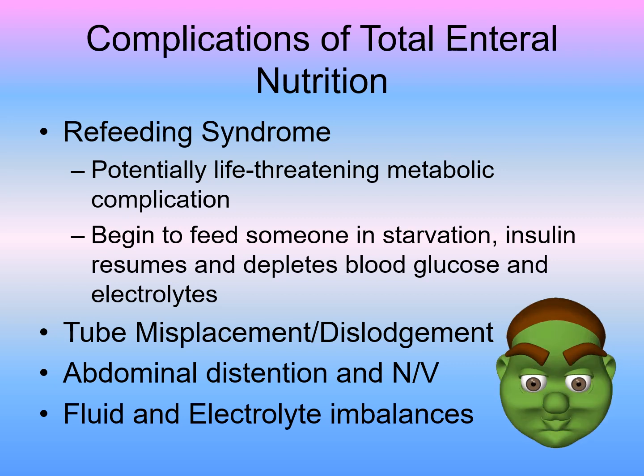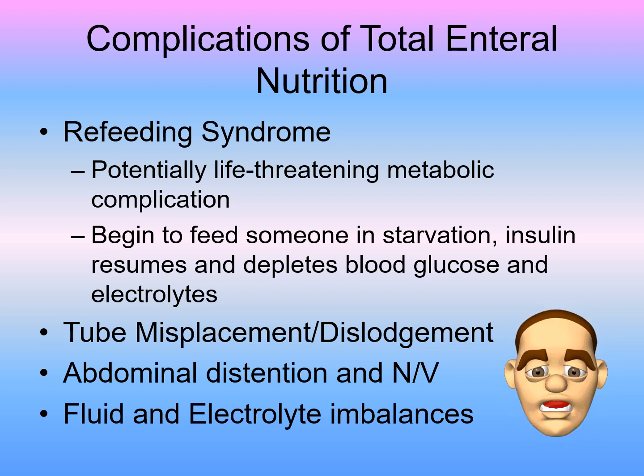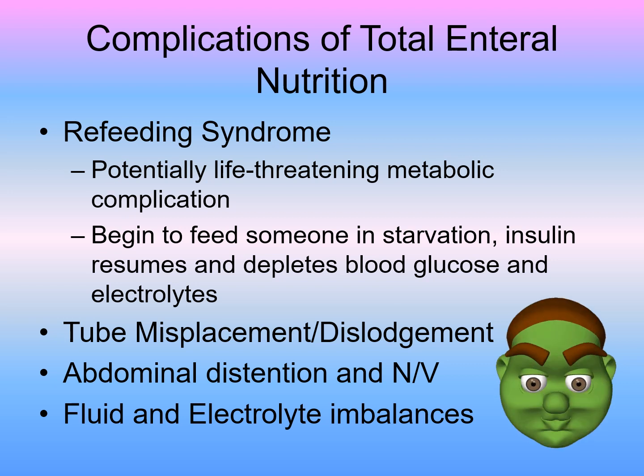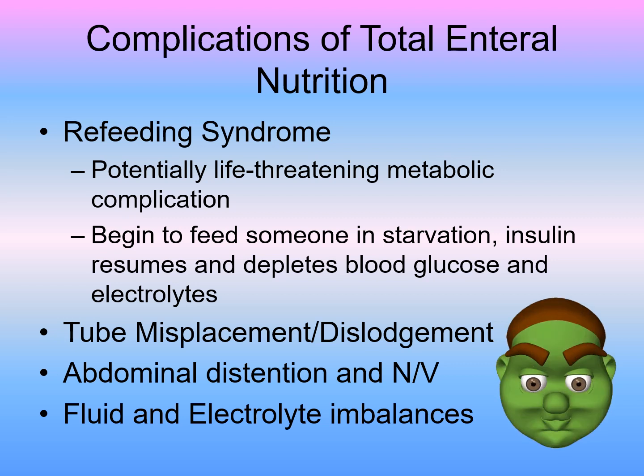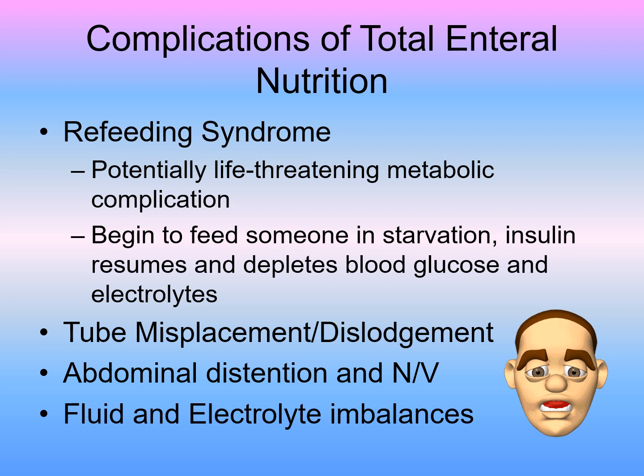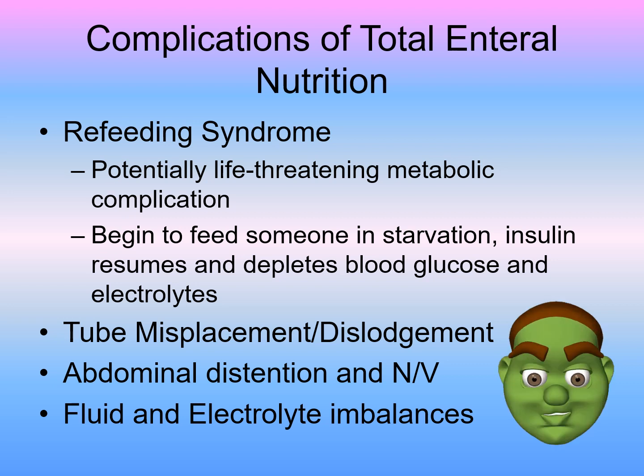If they are not passing this nutrition through their GI system, their abdomen could become distended, they could get nauseated and vomit, and again, that could cause aspiration. And then we already talked about some fluid and electrolyte imbalances, and one of the problems with these tube feedings is diarrhea, and again, they can easily have electrolyte imbalances from diarrhea.